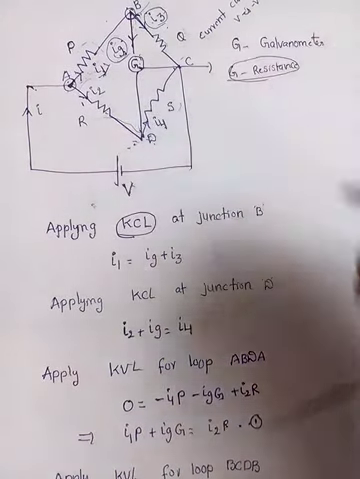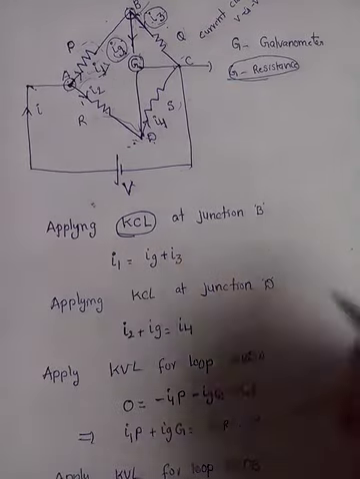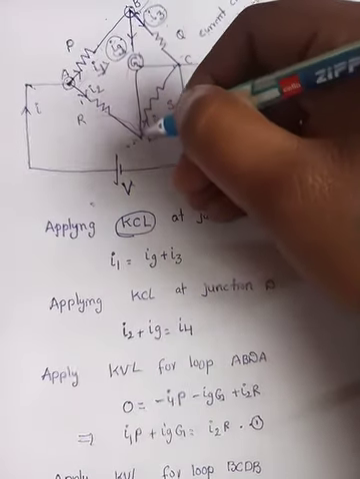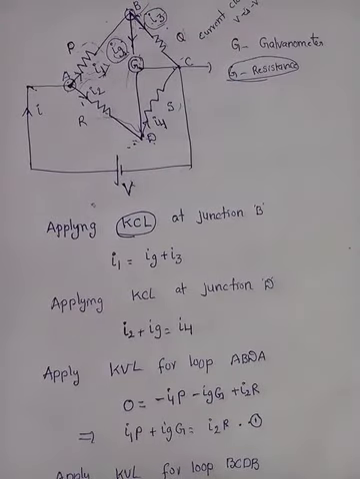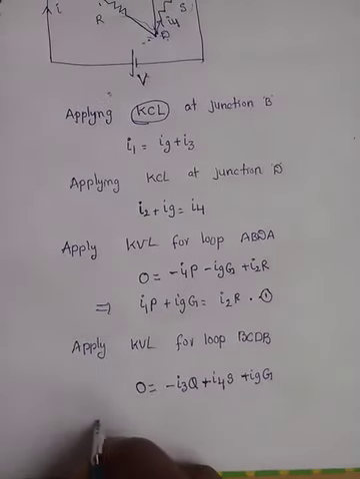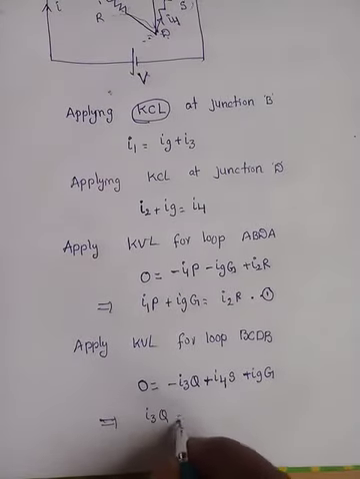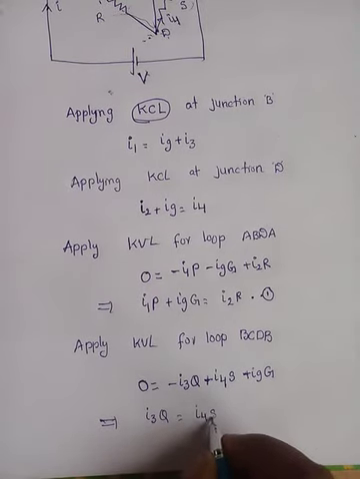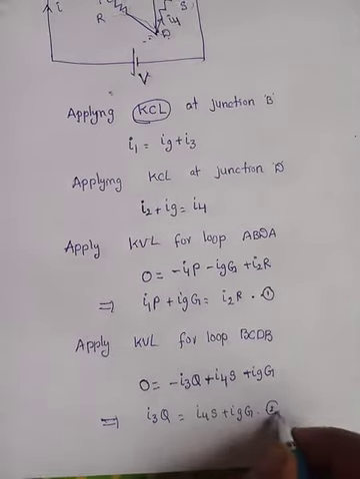This is anti-clockwise, I4 into S, plus. This also we have to consider. What is this? Anti-clockwise. So plus Ig into G. Finally, what you get? I3Q, send that side. I3Q is equal to I4S plus IgG. This is equation number 2.